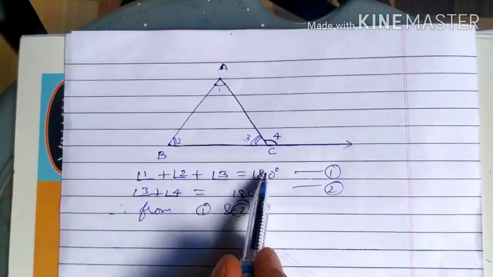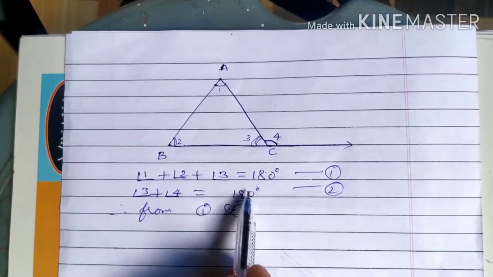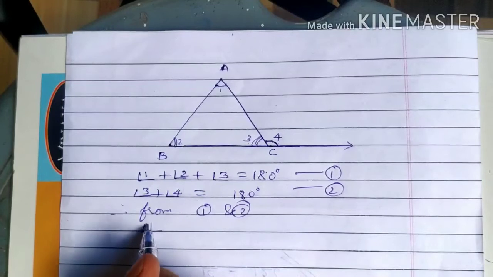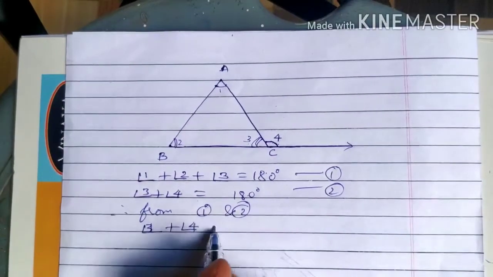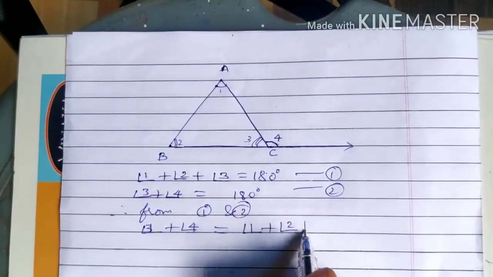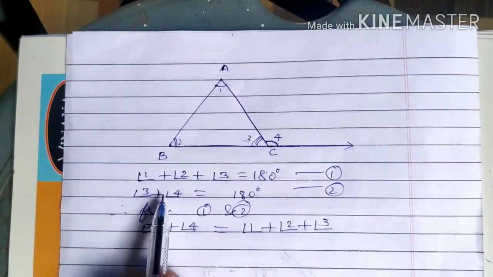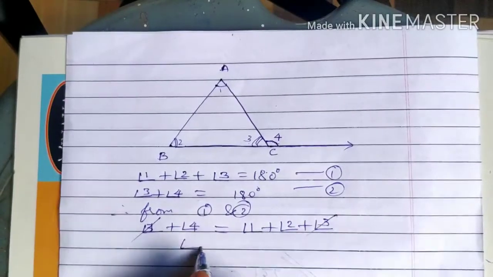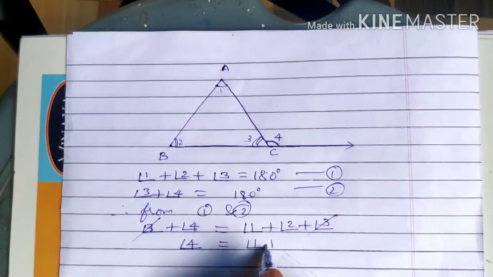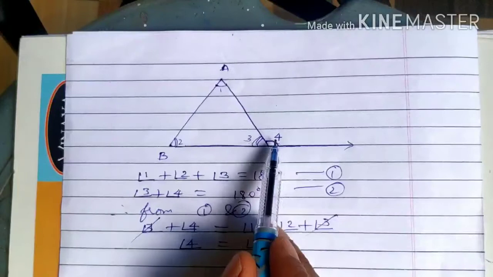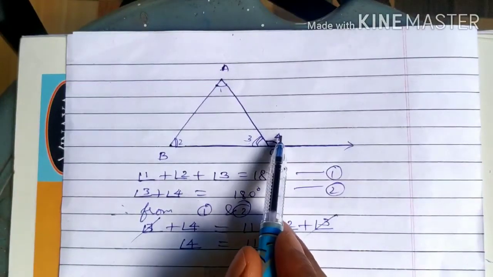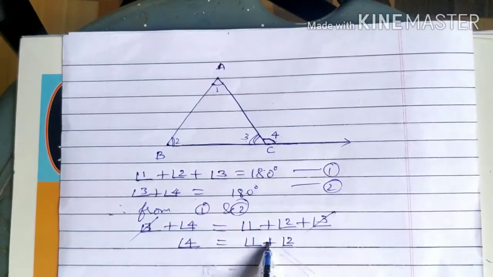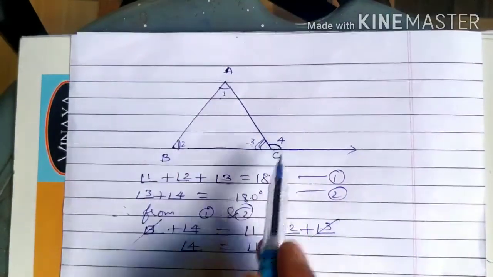from 1 and 2 what I can write, right hand sides are equal. So that means left hand sides must be equal. Angle 3 plus angle 4 must be equal to angle 1 plus angle 2 plus angle 3. Correct? So left hand sides must be equal. I can cancel angle 3. So angle 4 is equal to angle 1 plus angle 2. So that is the exterior angle. Okay, angle 4 is equal to the sum of the interior opposite angles.